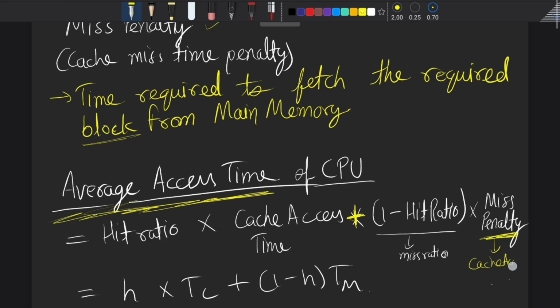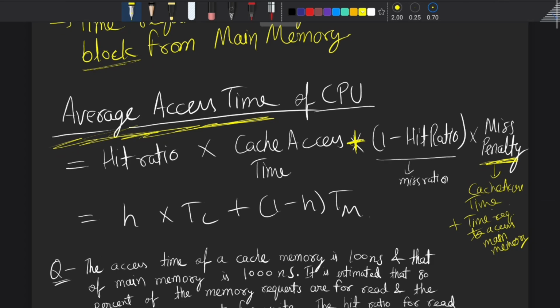cache access time plus time required to access main memory. So we can represent it as: hit ratio is represented by small h, cache access time is represented by Tc. This 1 minus hit ratio is obviously 1 minus h, and this miss penalty is represented by Tm.